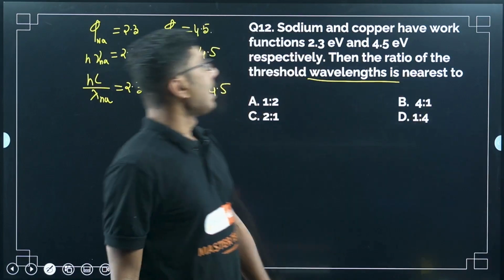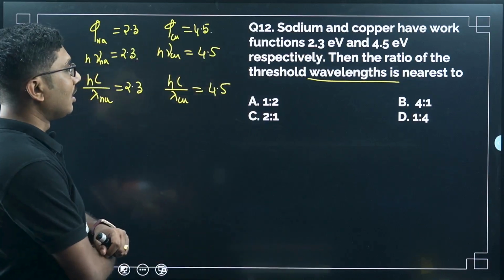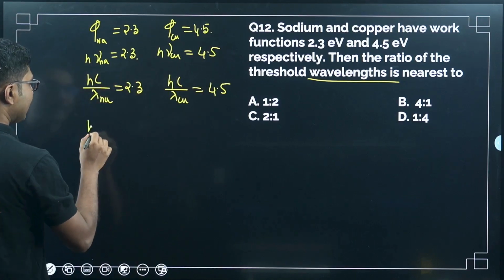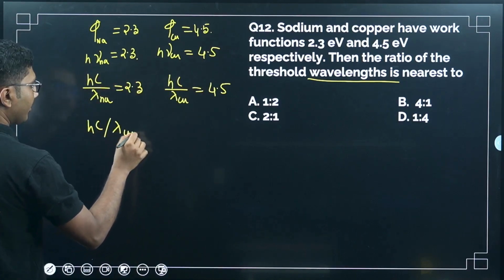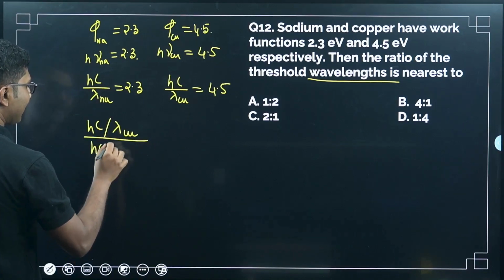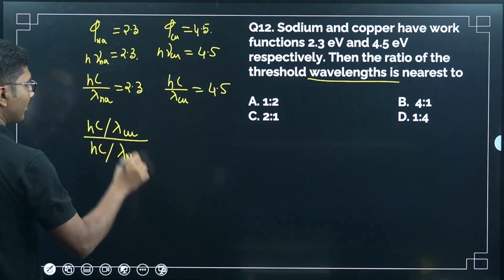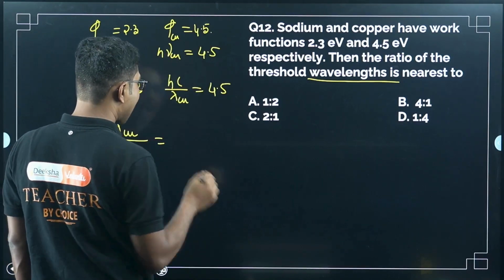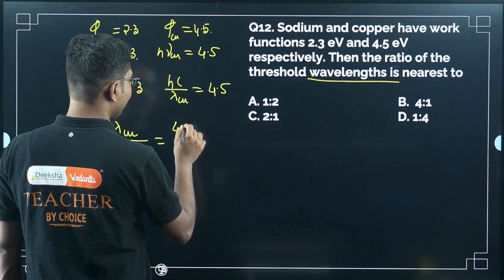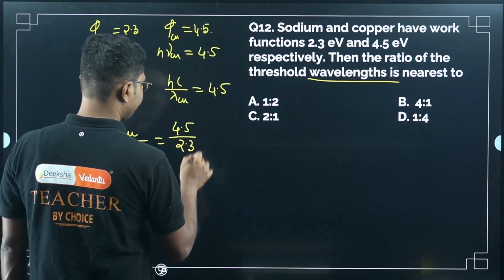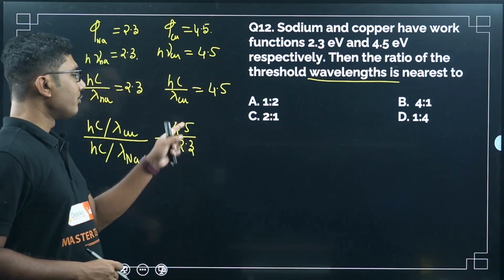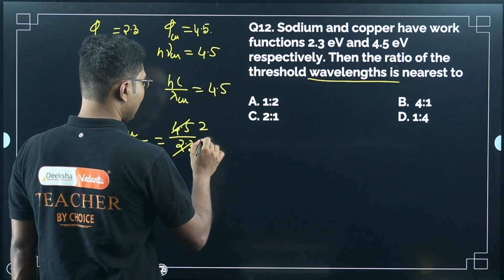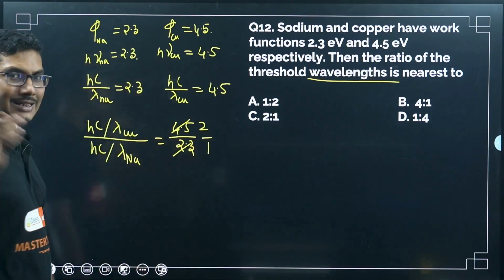So, first will come sodium, next will come copper. So, what we will do, we will divide this by this. So, hc by lambda copper divided by hc by lambda sodium. Why so? Because as you can see, this is inversely proportional. So, whichever is at last will go up. So, 4.5 divided by 2.3. Now, if this number is 4.6, then we could have cancelled this and we will get 2 by 1, right? So, this is the nearest integer value.